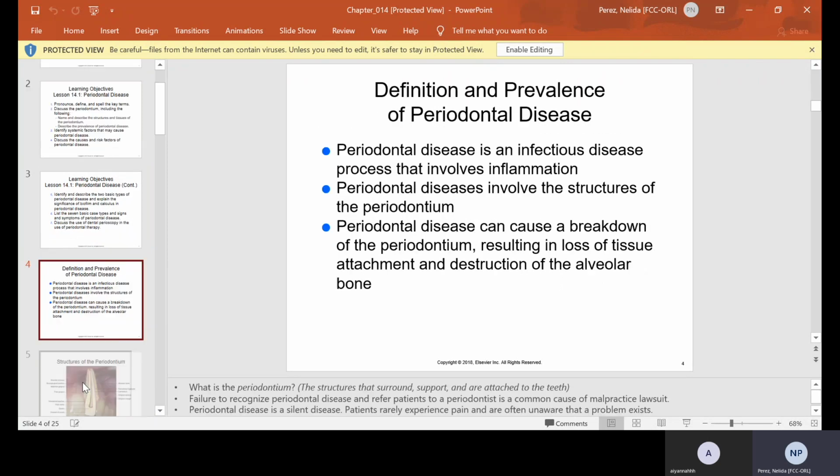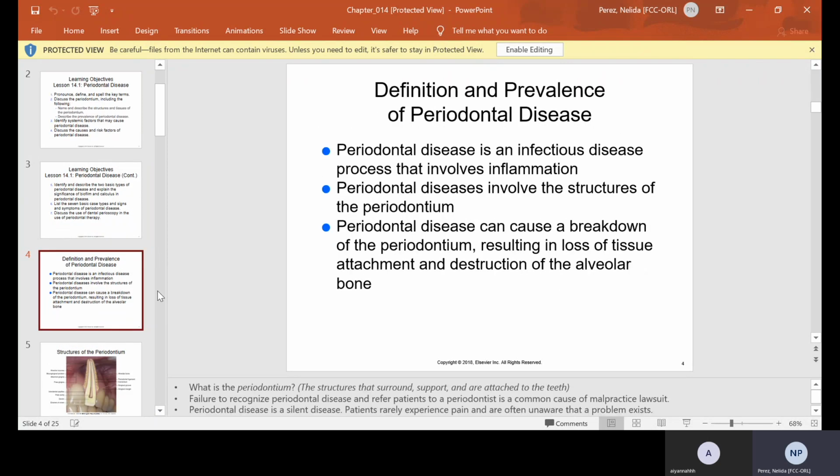Also, this lecture is like a part 2, but we'll do part 1 today, starting with definition and prevalence of periodontal disease.